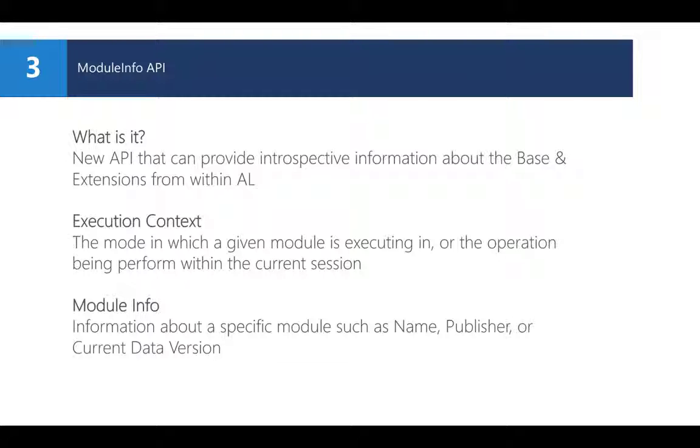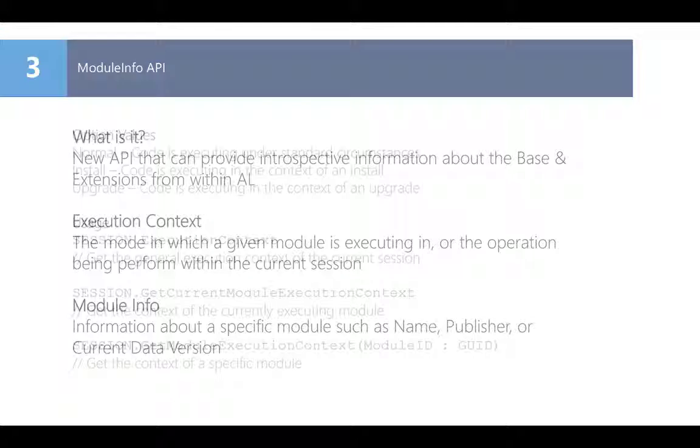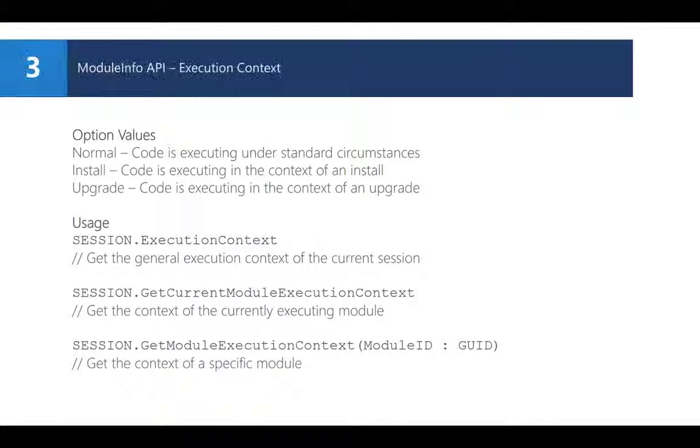This information might be necessary to give you the right context in order to know exactly what upgrade logic should be executed. For this, Microsoft introduced the Module Info API, which gives you information about the base and apps from within AL. We can get information about the execution context and information on the module. We can have 3 execution contexts: normal, install, and upgrade.